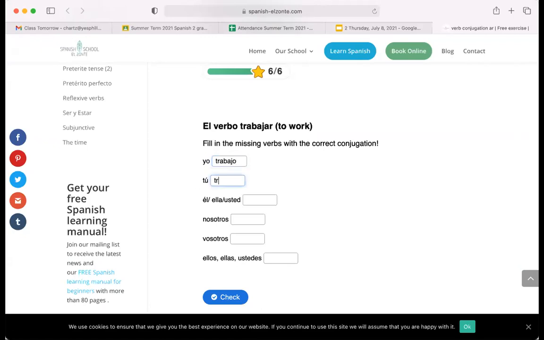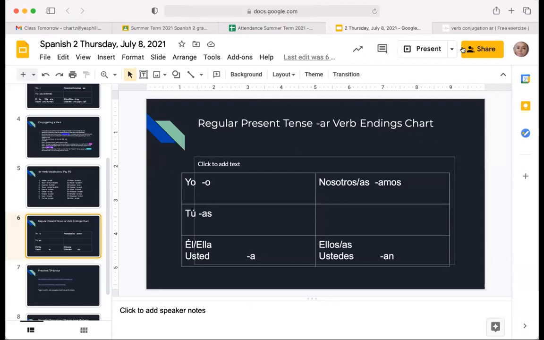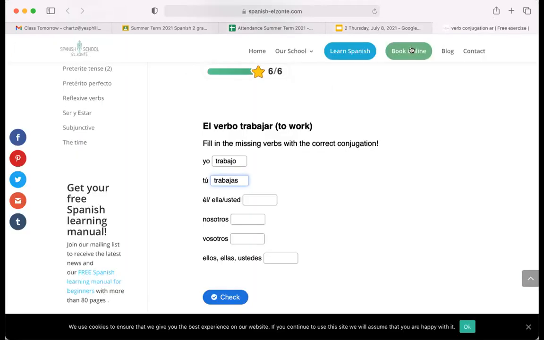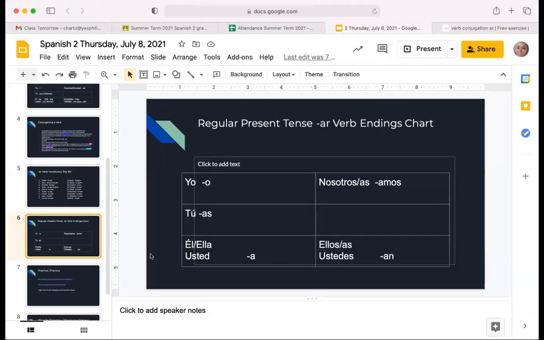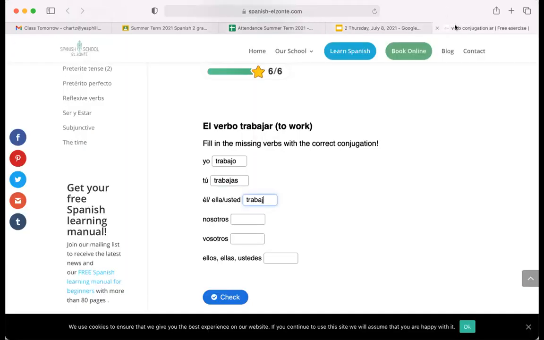For tú, we're going to have the same stem. There's our stem. And we're going to add an AS on, right? So tú trabajas is you work. Like I said, we're going to have the same stem. For él, ella, and usted, we can go back to our chart and we see he, she, or you formal. We add an A. So it's él, ella, usted trabaja. He works, she works, or you work.